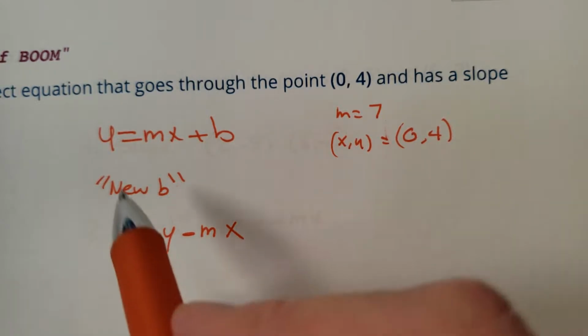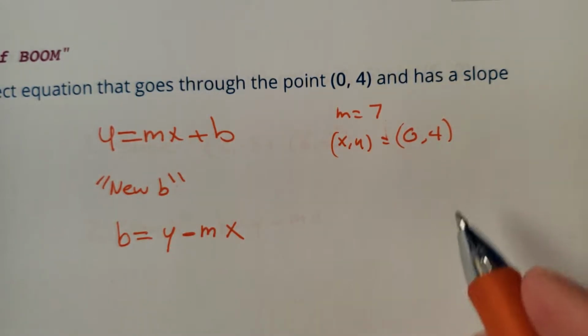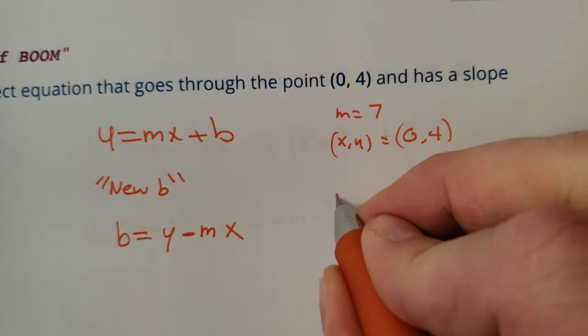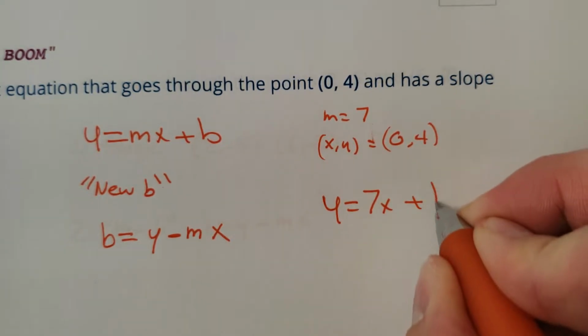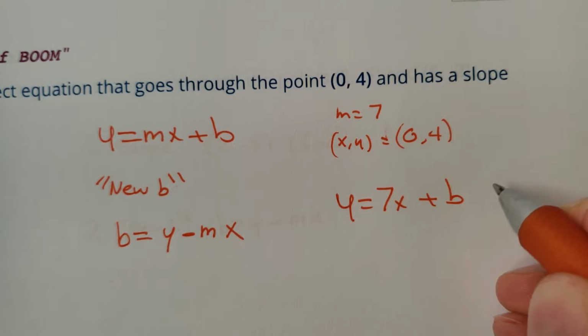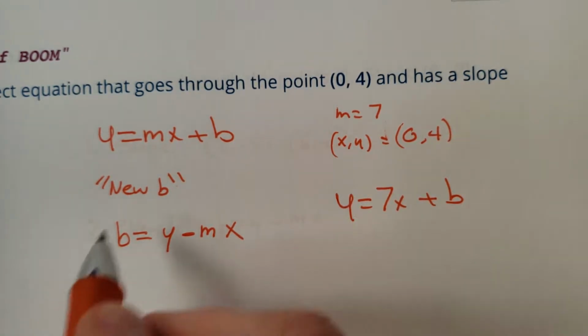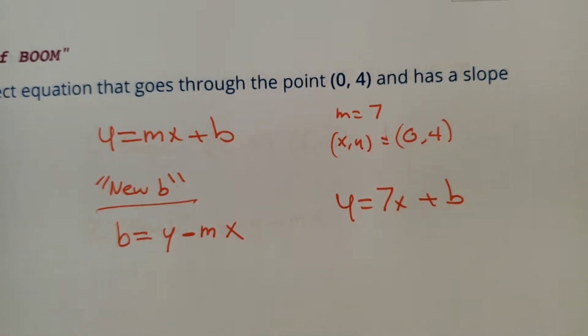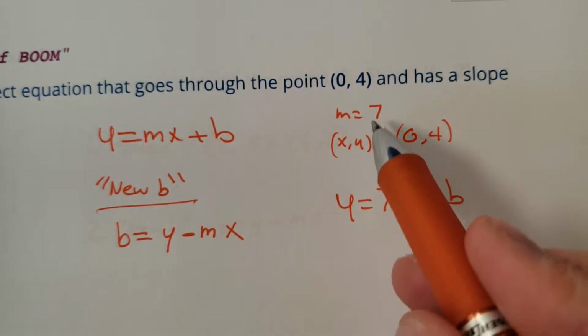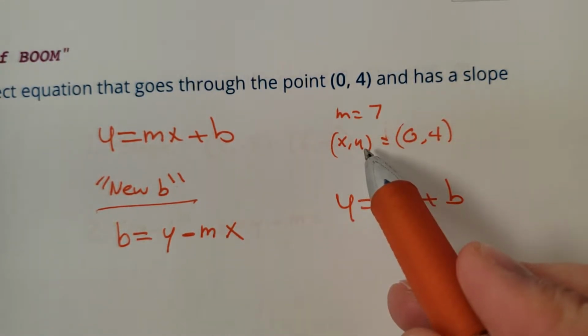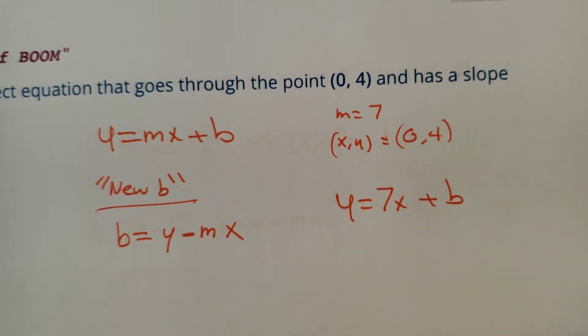So I know for a fact that if 7 is my slope, I'm going to at least have y equals 7x plus b. I just have to figure out what the new b is. Well, there's a little shortcut here, friends. If you ever want to solve for b, and you have the slope, the x, and the y, then you can plug them all in and solve for b.